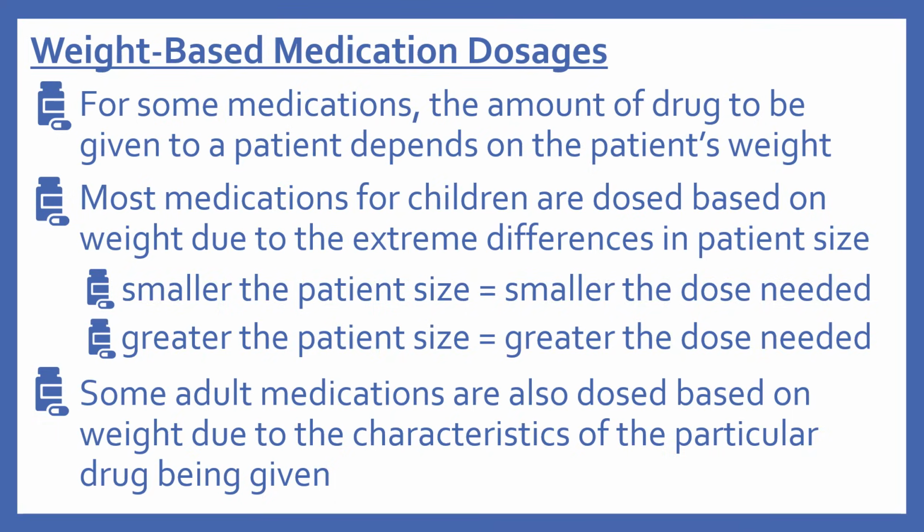So for some medications, the amount of drug to be given to a patient depends on the patient's weight. Most medications for children are dosed based on weight due to the extreme differences in patient size. And this makes sense. Typically, the smaller the patient size, the smaller the dose will be needed. The greater the patient size, the greater the dose will be needed. There are also some adult medications that are dosed based on weight due to characteristics of the particular drug being given.